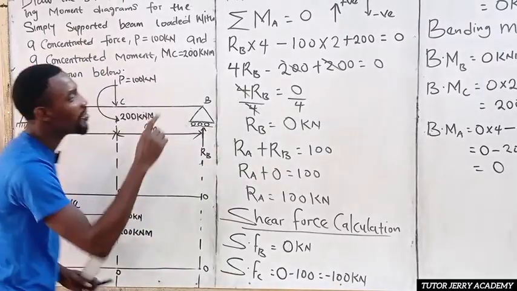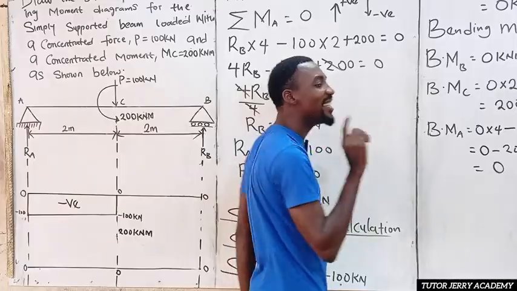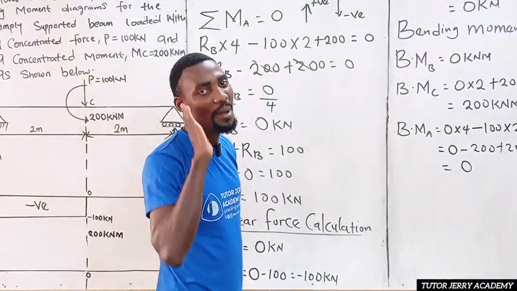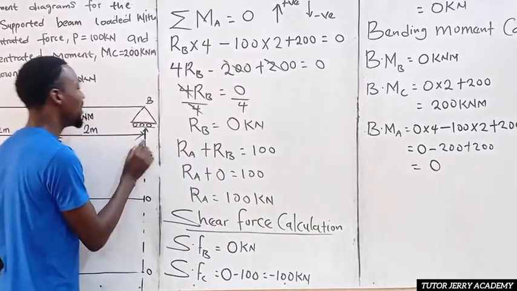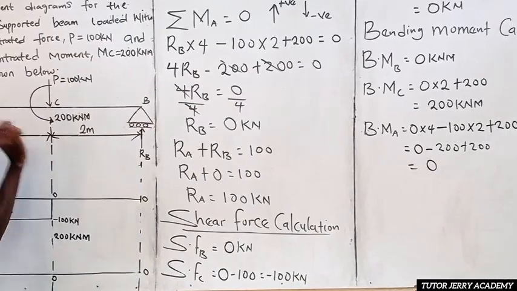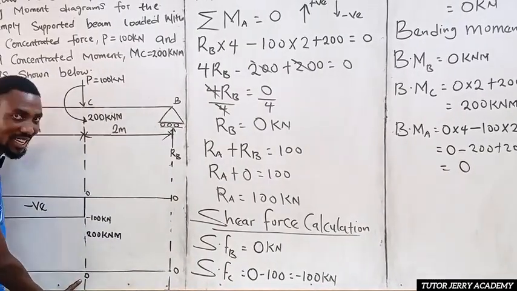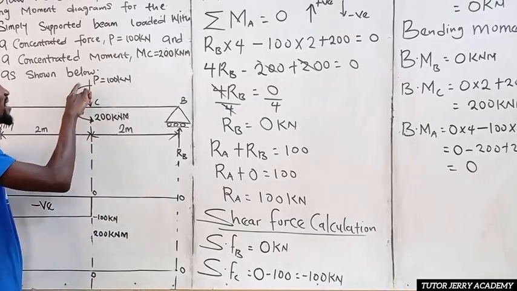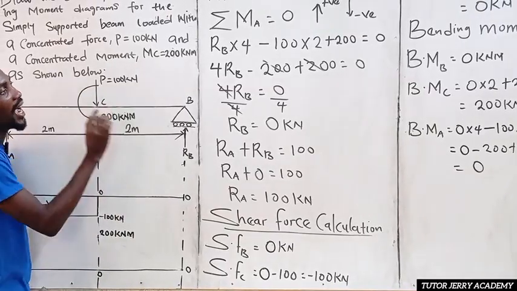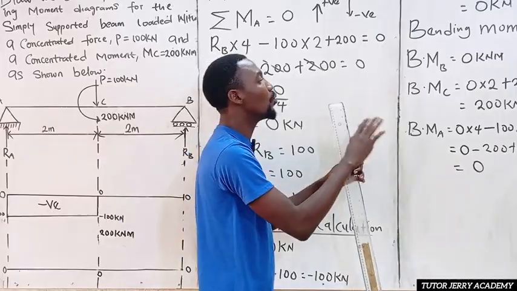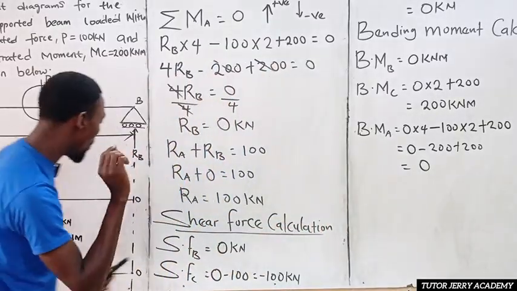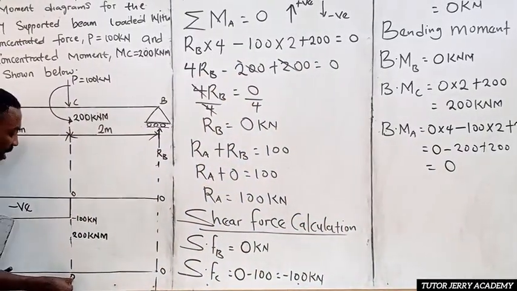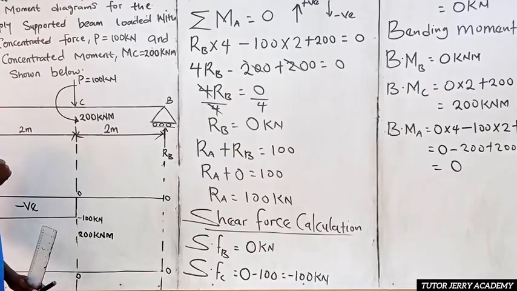So now let me go over this again. The original moment at point C is nothing but 0 multiplied by 2, which is 0. Is that clear? Now they had this moment. When you say 0 multiplied by 2 plus 200, the answer there is 200. So it means your bending moment there increases from 0 to 200. Is that clear?